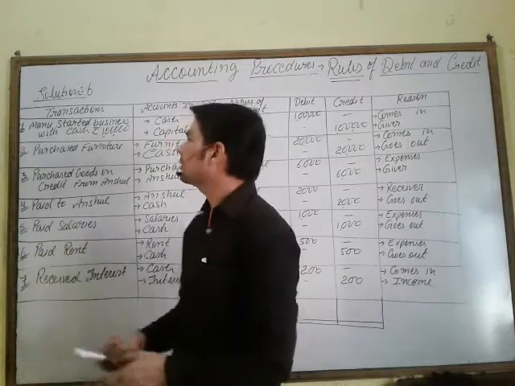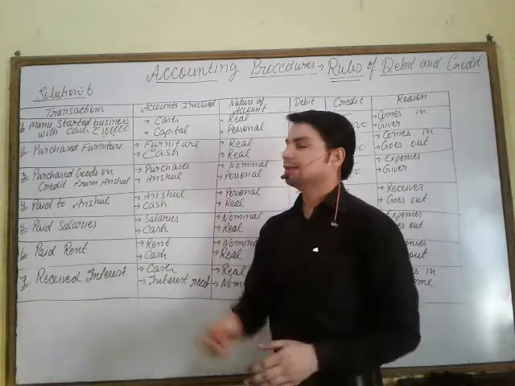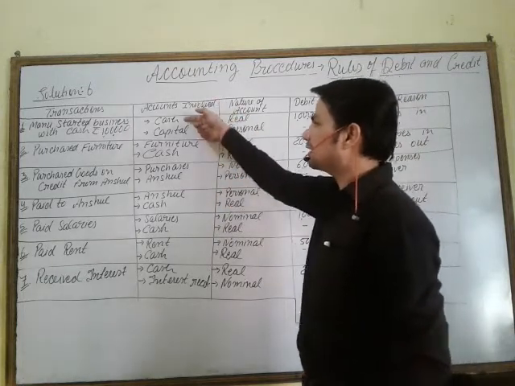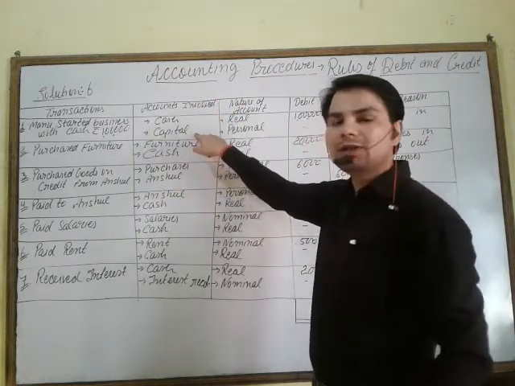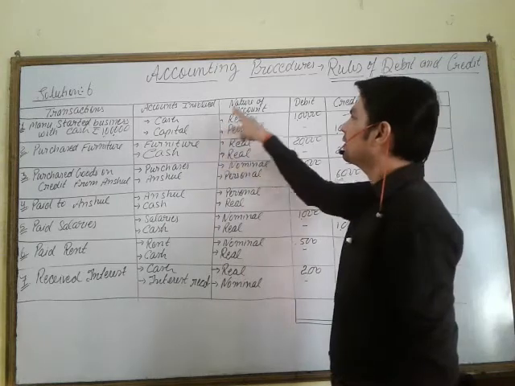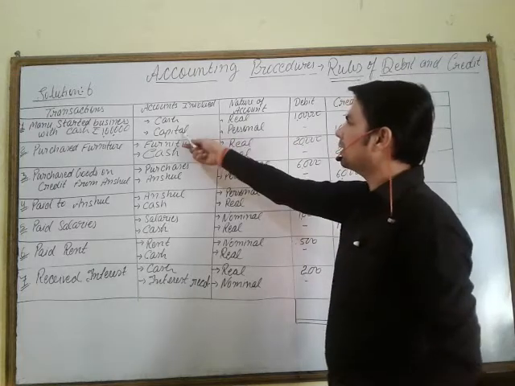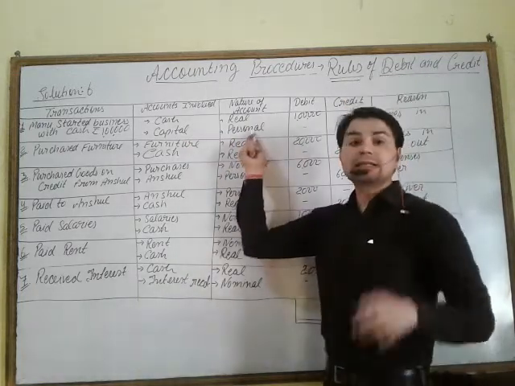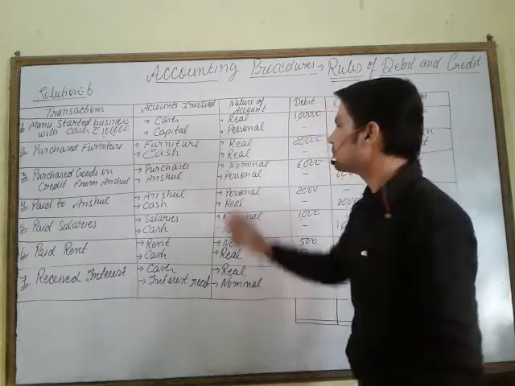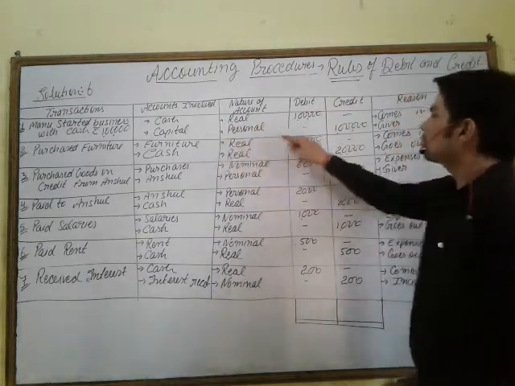Now, the first transaction is here. Manu started business with cash. My dear students, this transaction consists of 2 accounts, 2 aspects are there, cash and capital. What is capital? I have told you in the previous video. Now the nature: cash is our real account. And when we are talking about capital, it is a personal account, a personal representative account. It represents the investment of the owner. Now, cash, that is real, should be debited and capital should be credited.